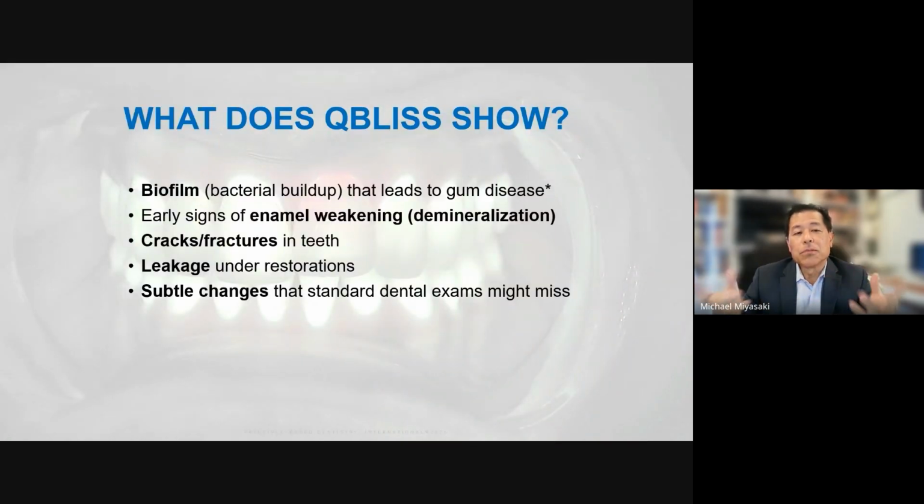So what does the QBLISS show? It shows the biofilm, where that bacterial buildup is, that more mature biofilm, 3 days or older, and that can lead to gum disease, bone loss, perimucositis, periimplantitis. But also it's showing early signs of enamel weakening, where the enamel is starting to demineralize and we start to lose that green appearance. And in future programs, we'll talk about how it helps us to find cracks and fractures in teeth, how we can see leakage around margins of bonded restorations or cemented restorations, and some of the other subtle changes that are starting to occur that maybe in a standard dental exam we might miss.